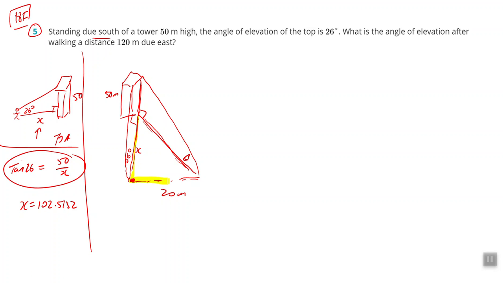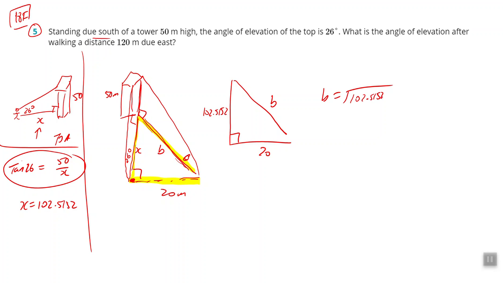If I look at the base triangle, so I'm talking about here, here, and here, I can work out what the base is. I'll call that B, because I know this is a right angle triangle. If I draw what I have in the yellow, we know this is 102.5152, we know this is 20, and we're just trying to find B. B you can find using Pythag: 102.5152 squared plus 20 squared equals B squared.